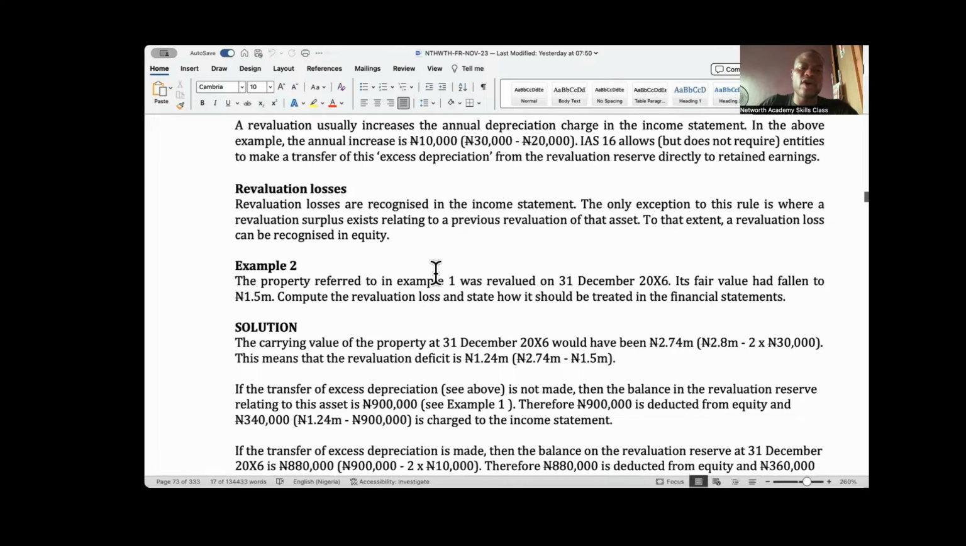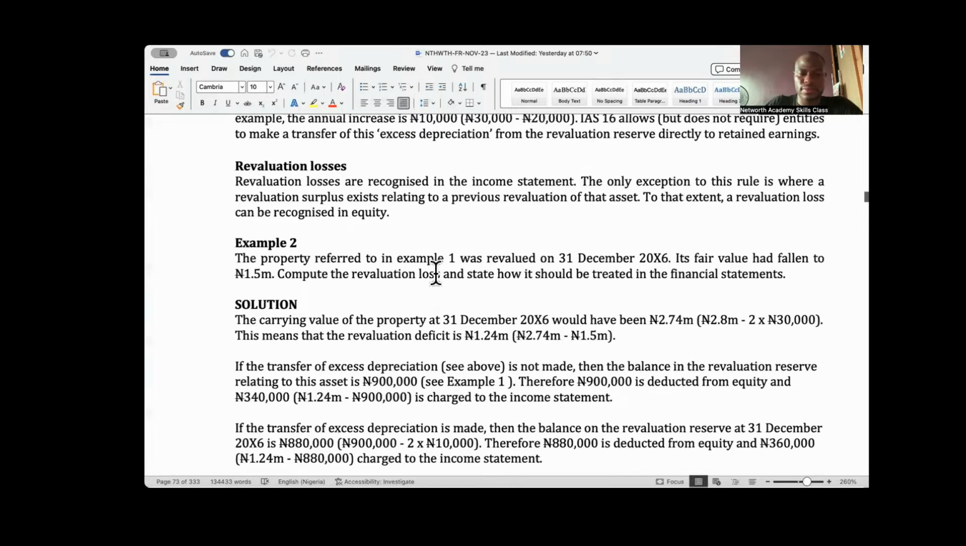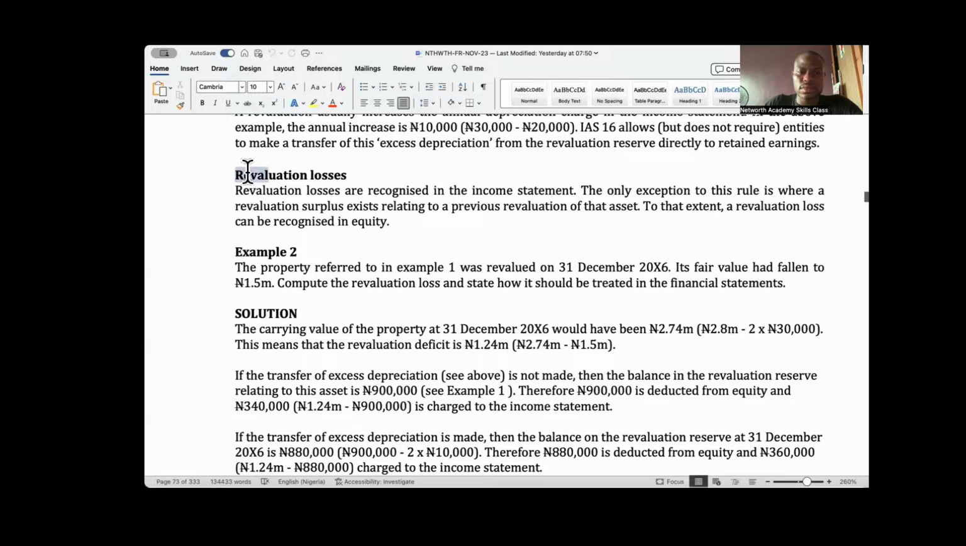However, for revaluation loss, since it's a loss, anytime you have a revaluation loss, it is recognized in your income statement.